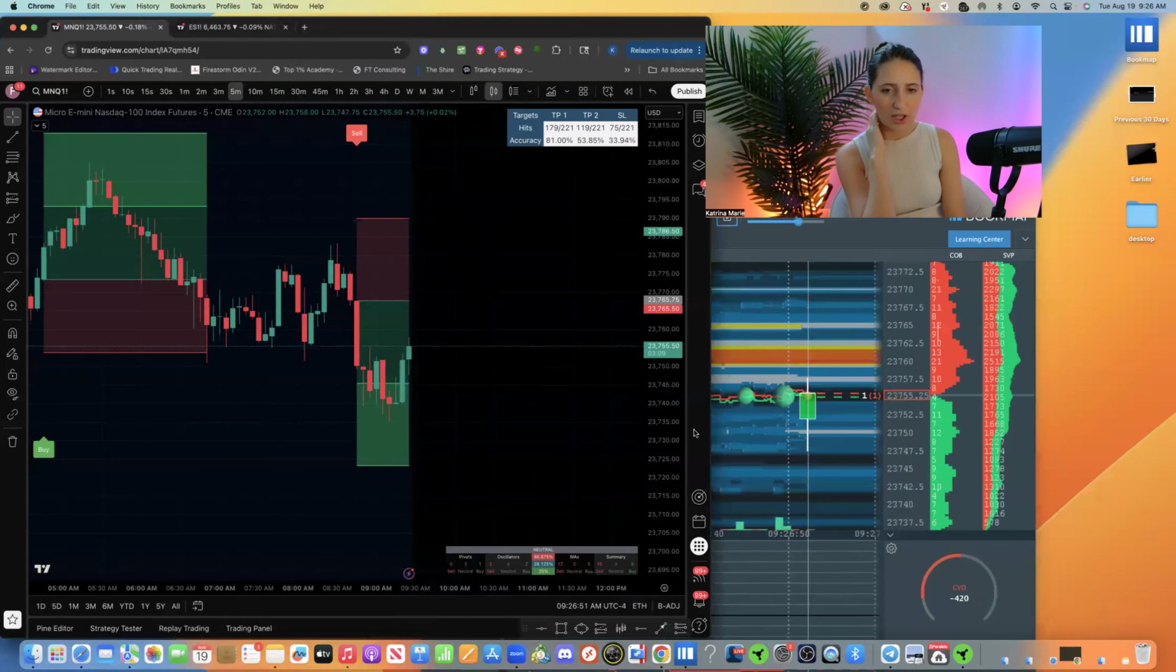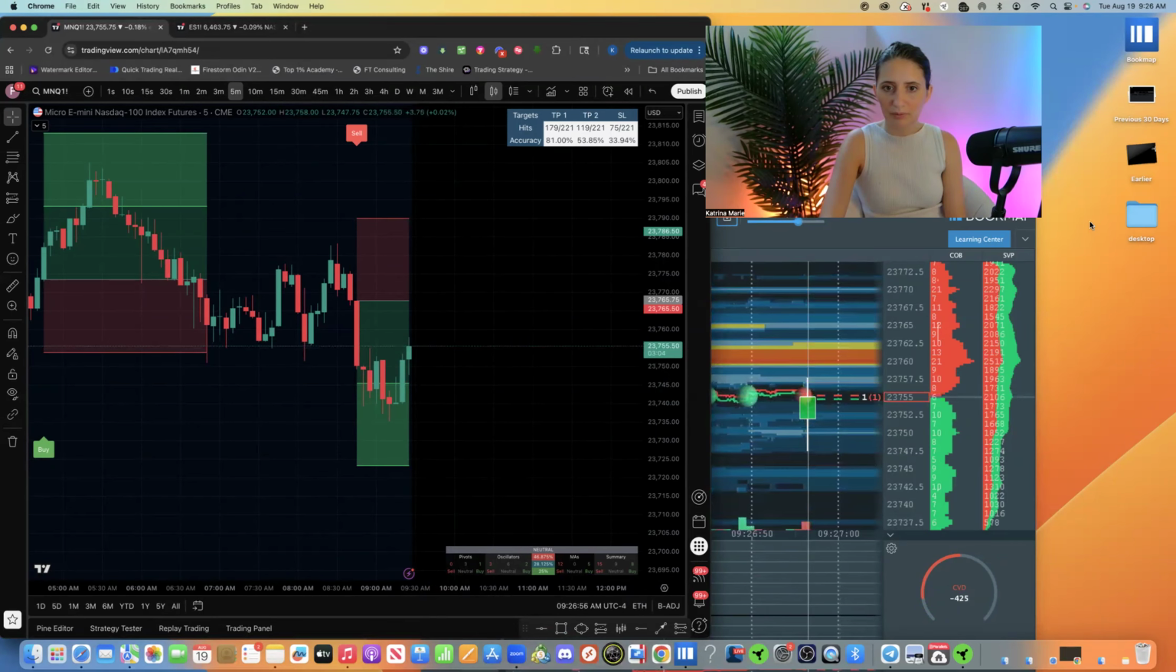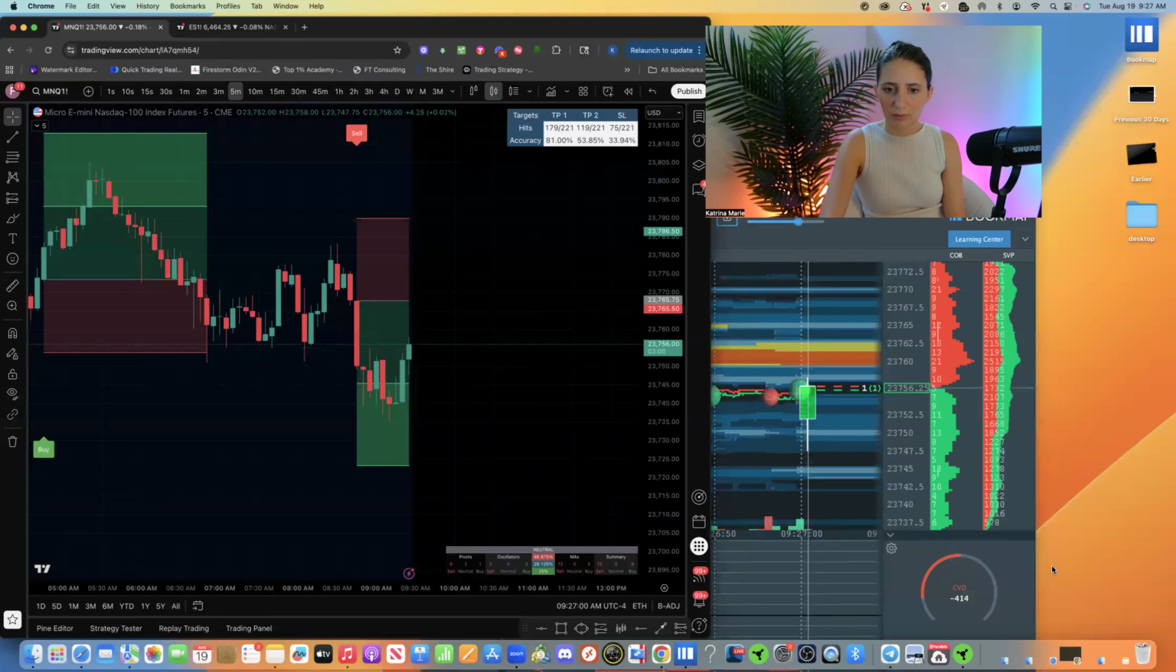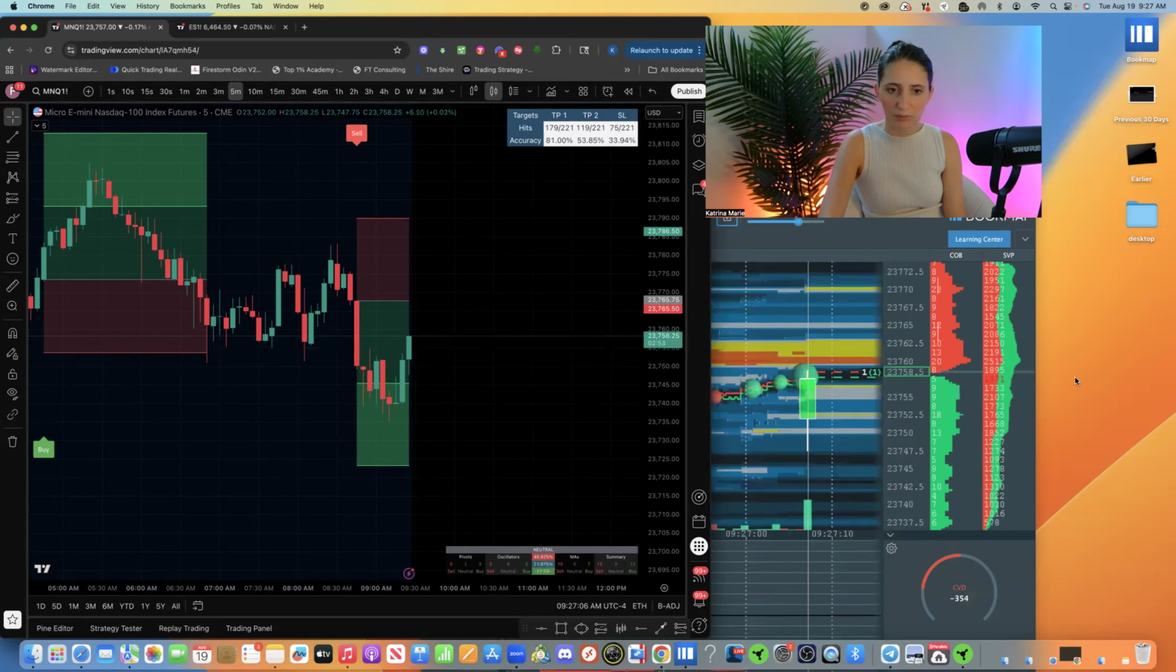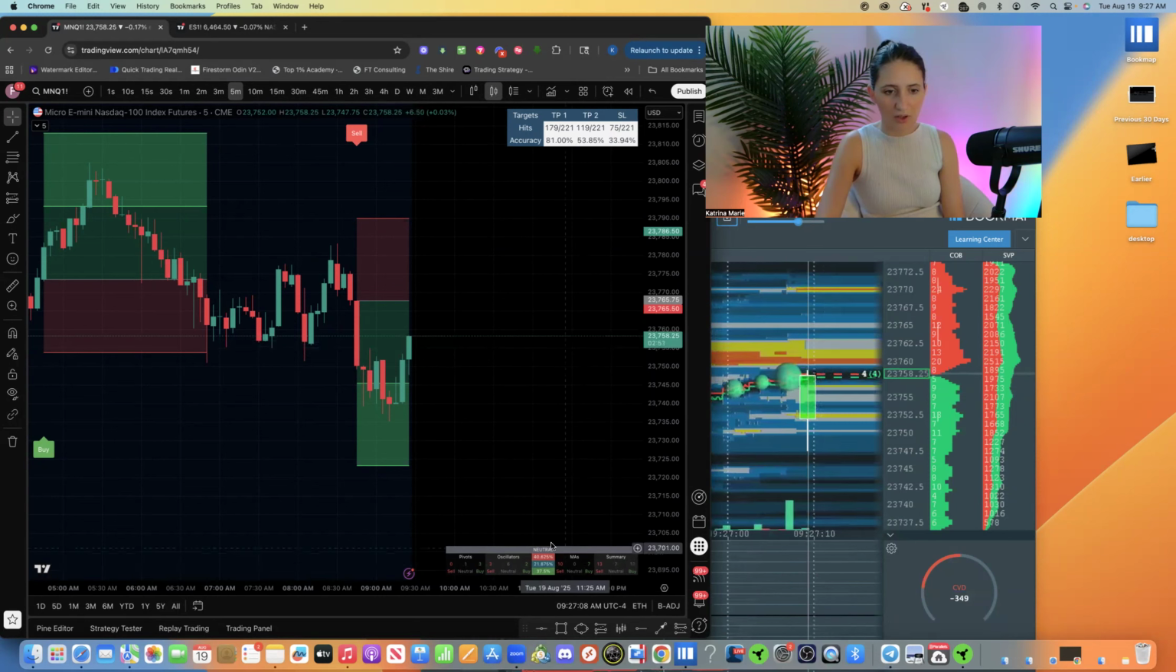I don't use any indicators on Top Step. No indicators on Top Step.